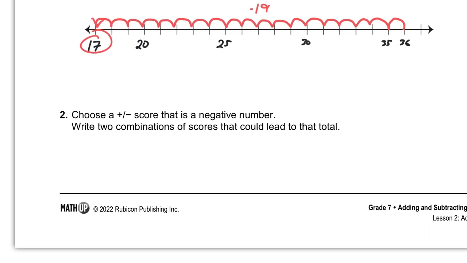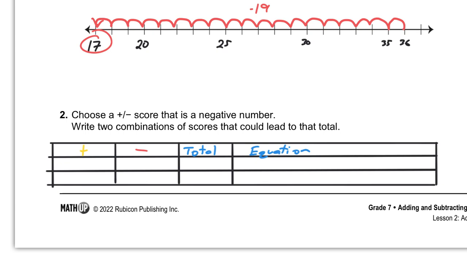Finally, it says, choose a plus-minus score that is a negative number. Write 2 combinations of scores that could lead to that total. I've set up another table just so that we can keep our information organized. Let's see, this person, when they were on the field, their team didn't score a lot of points. Let's say they only scored 1 point the entire time they were on the field. But there were, let's say, 3 goals scored against them.